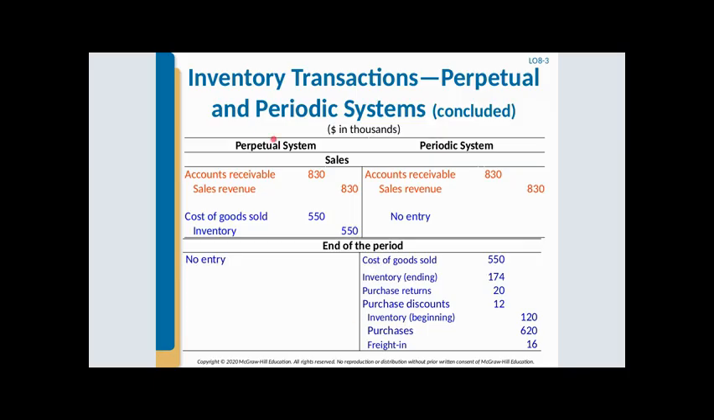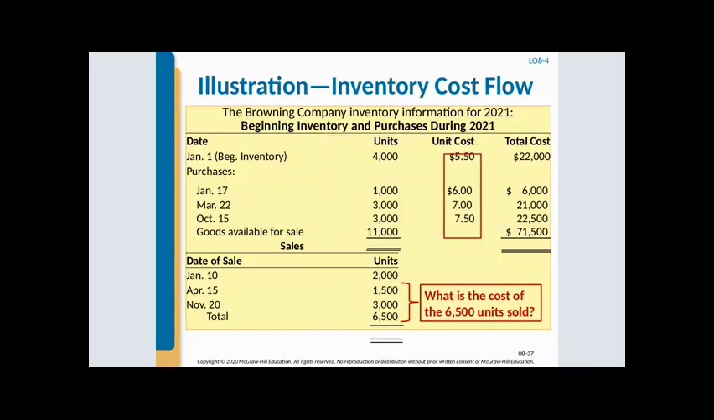And then we said when we sell an item, we're going to have two entries under the perpetual system. Under the periodic, we only have one. And then at the end of the period, that's when we actually report our cost of goods sold and ending inventory. Okay, so take a look at those differences in terms of journal entries.